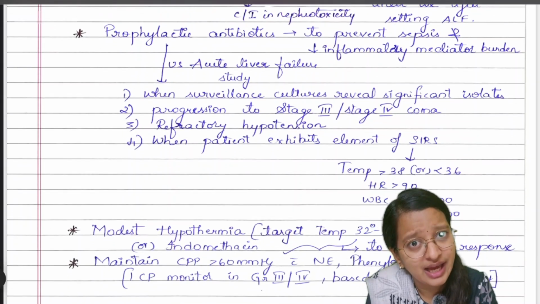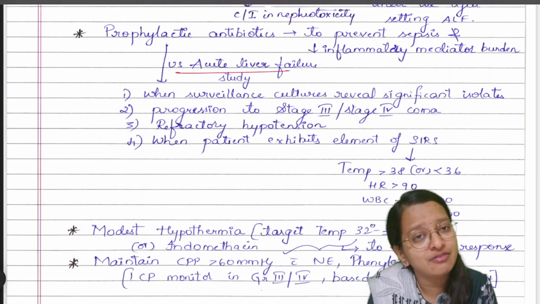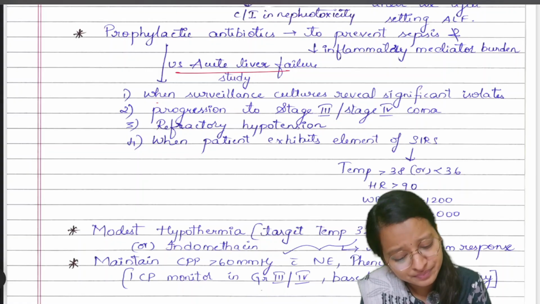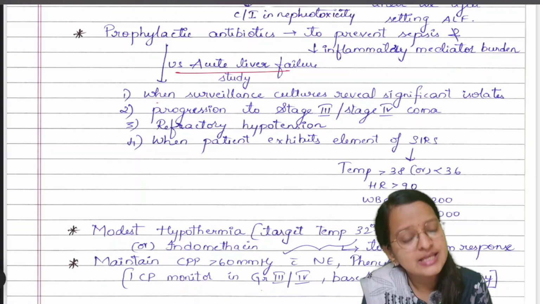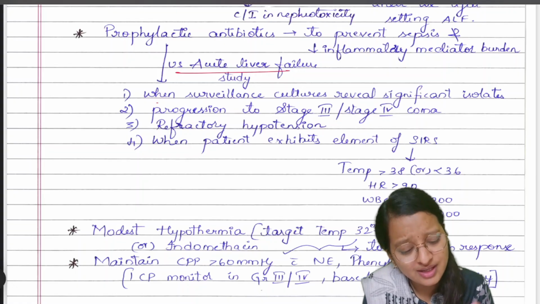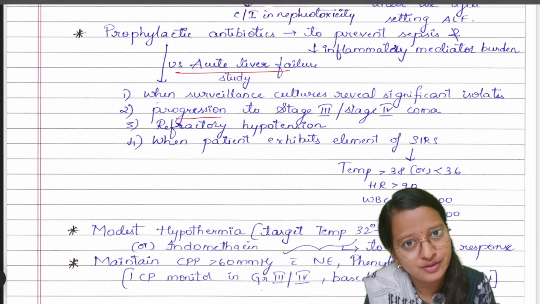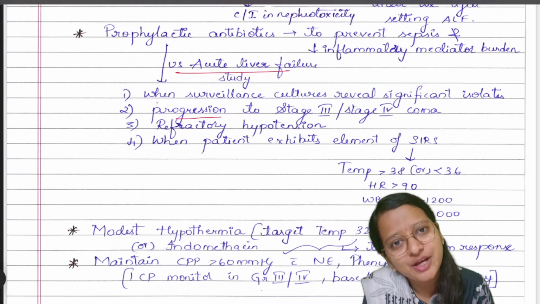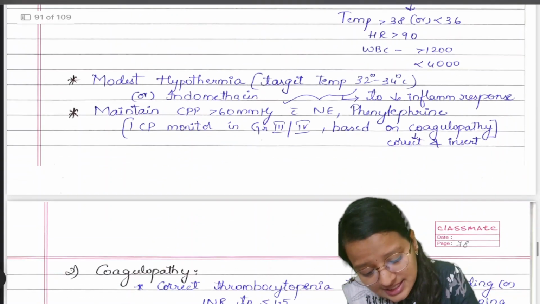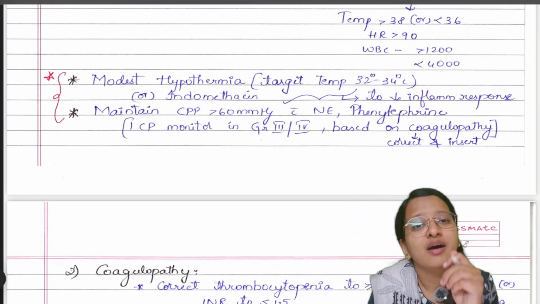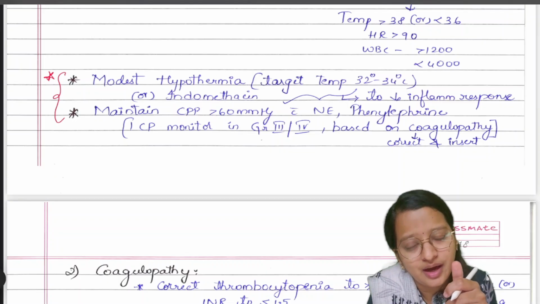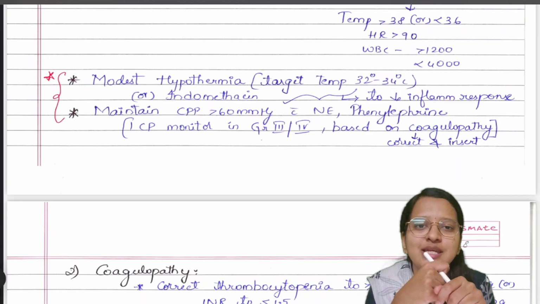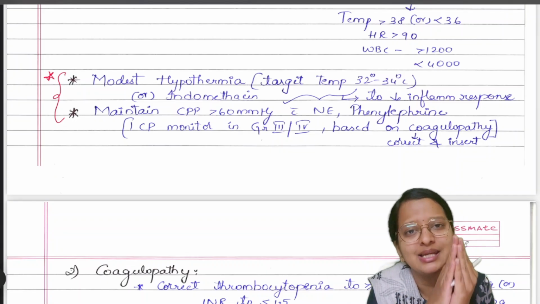We have to give prophylactic antibiotics. There is a study, the US acute liver failure study. They say that we have to definitely give prophylactic antibiotics when surveillance cultures isolate significant bacterial organisms, if there is progression of the grading to stage 3 or stage 4 coma, if there is refractory hypotension, and if the patient is in SIRS. And these two we generally forget, but please remember we have to maintain modest hypothermia and we have to maintain cerebral perfusion pressure also. Of course, we should see that there is no increase in ICP, but we have to maintain cerebral perfusion pressure.